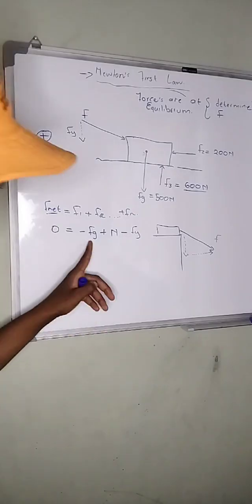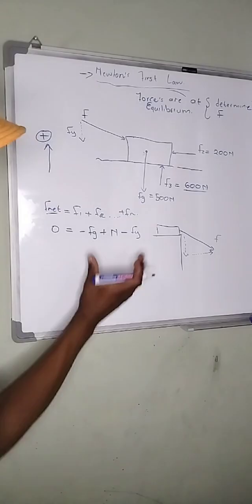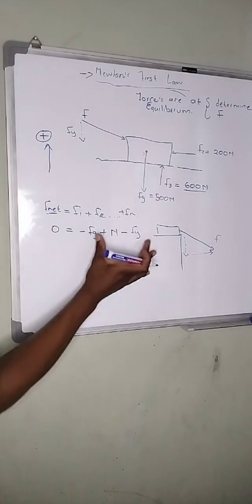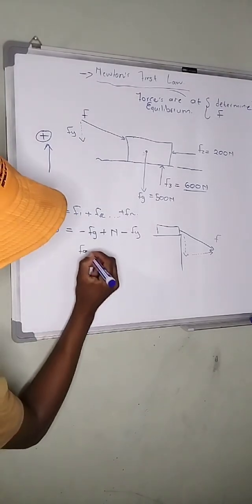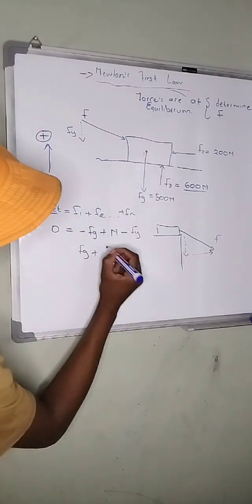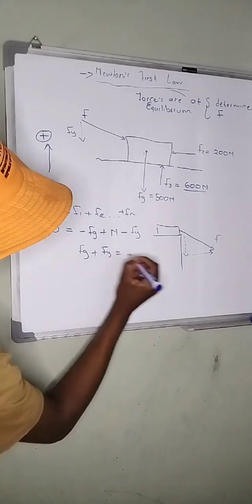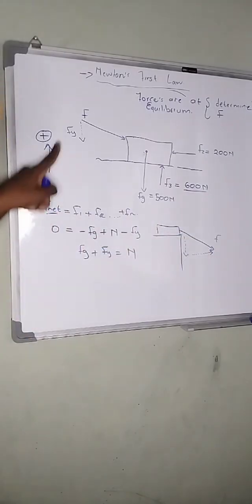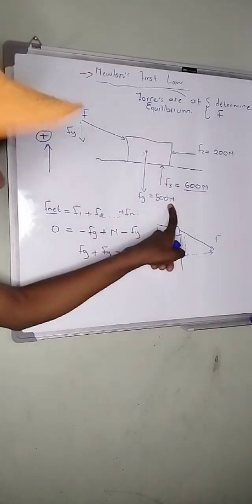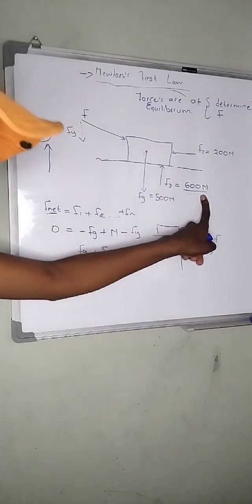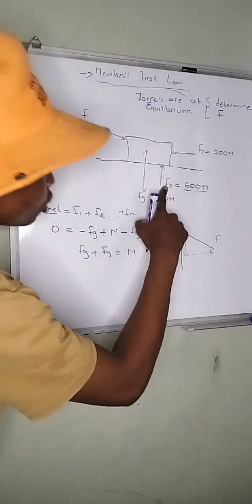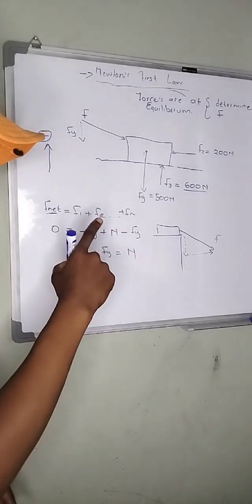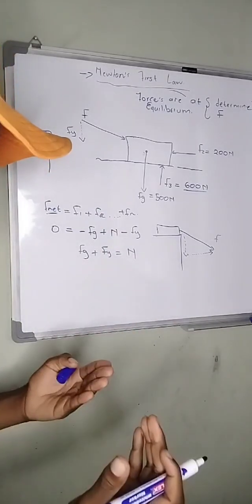So you can see that if I take everything to that side, I'm going to have Fg plus Fy equals N. So it means that 600, it's going to be Fy plus Fg, which is equal to N. That's why your normal force is greater than Fg. Do you understand what I'm saying to you?